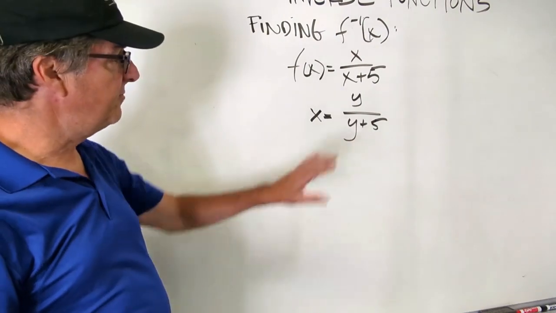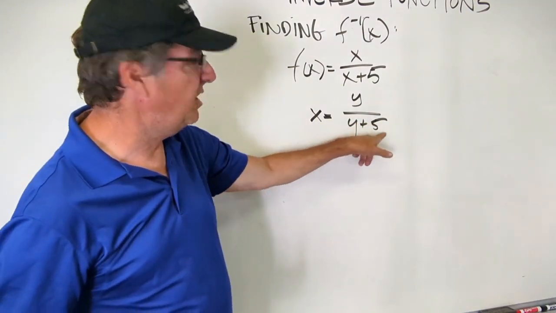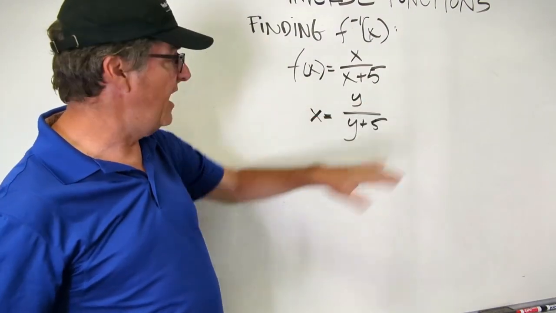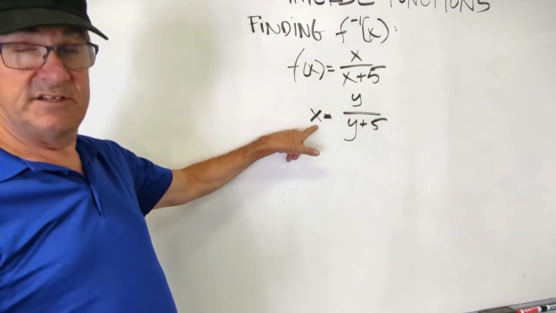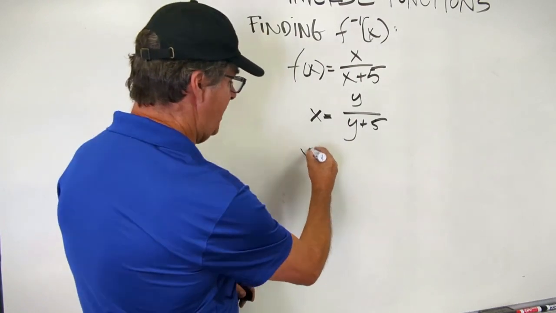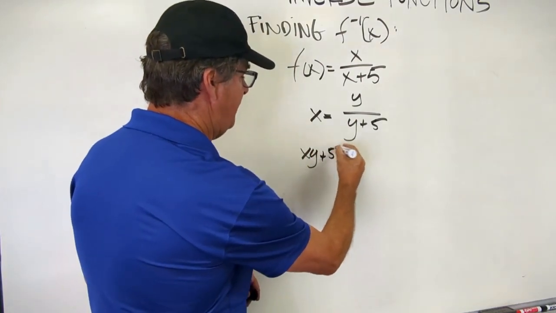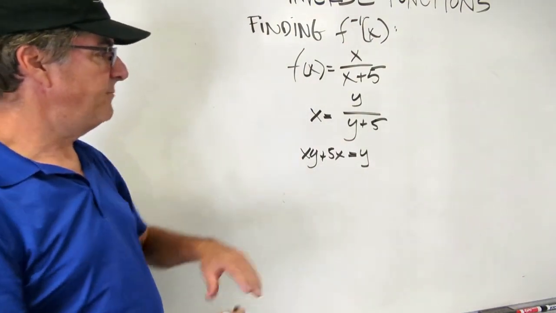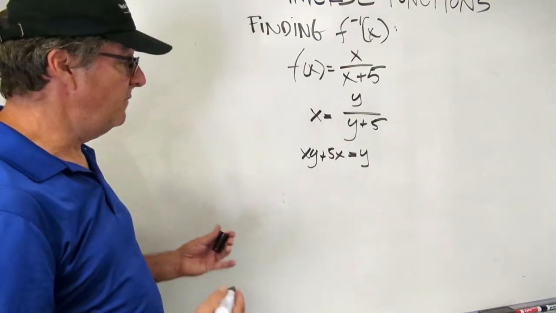So what I'm going to do is multiply both sides by y plus 5. That'll get this off this side, and we'll just have a y. And I'm going to multiply this side times y plus 5. So I'm going to have xy plus 5x equals y. So that's that first step. I just multiplied by y plus 5 on both sides.